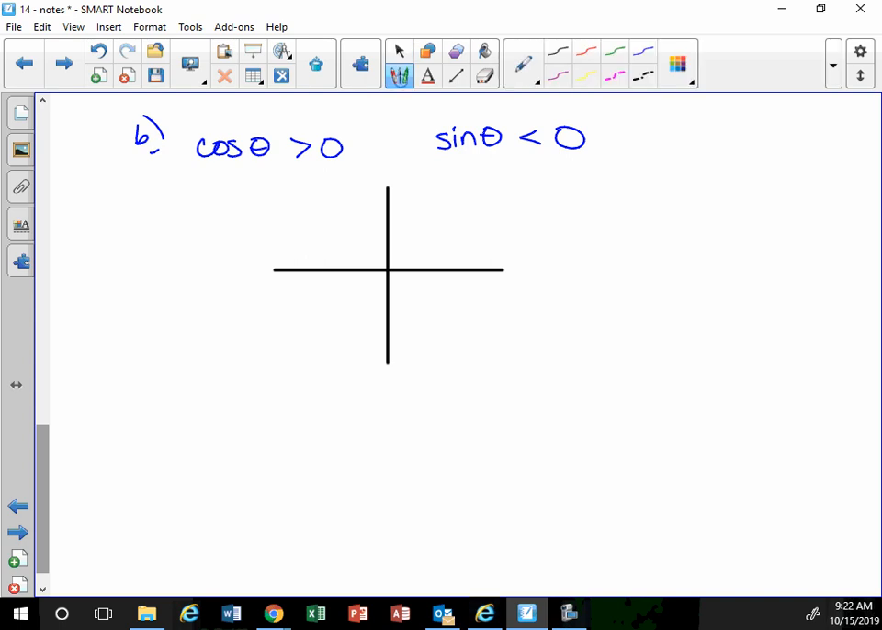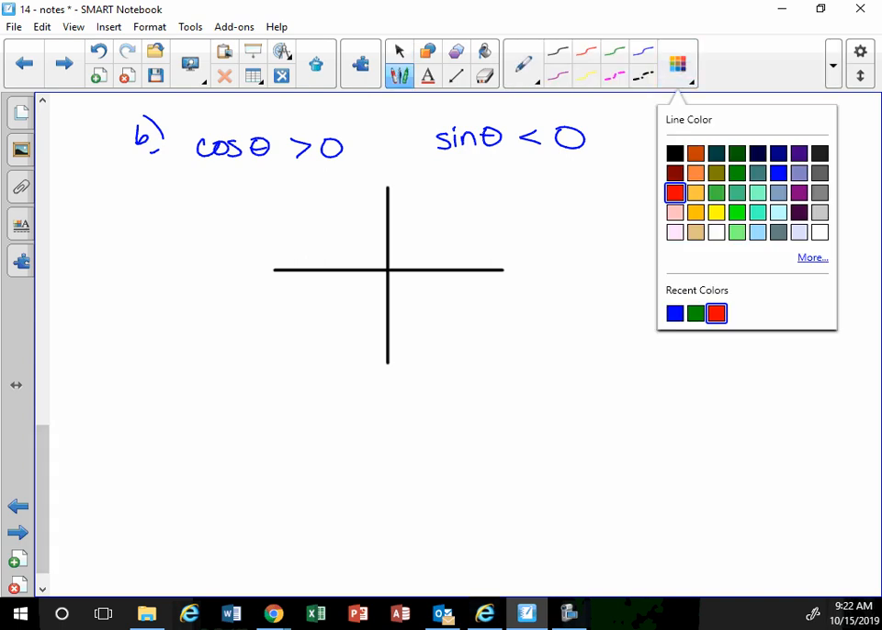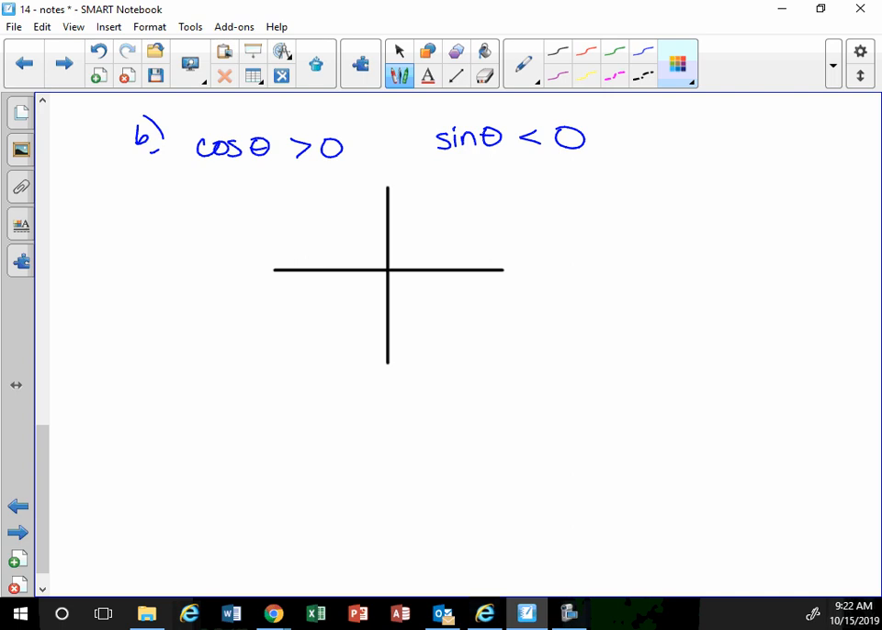So does cosine deal with x or y or both? That's really what you should be talking your way through every time. What's cosine? X or y? X. So where are my x values greater than 0? Which two quadrants? 1 and 4. Good. So it's either here or here. Is sine x, y, or both? Y. So where my y is less than 0 out of quadrant 1 and 4? 4. There you go. Okay.